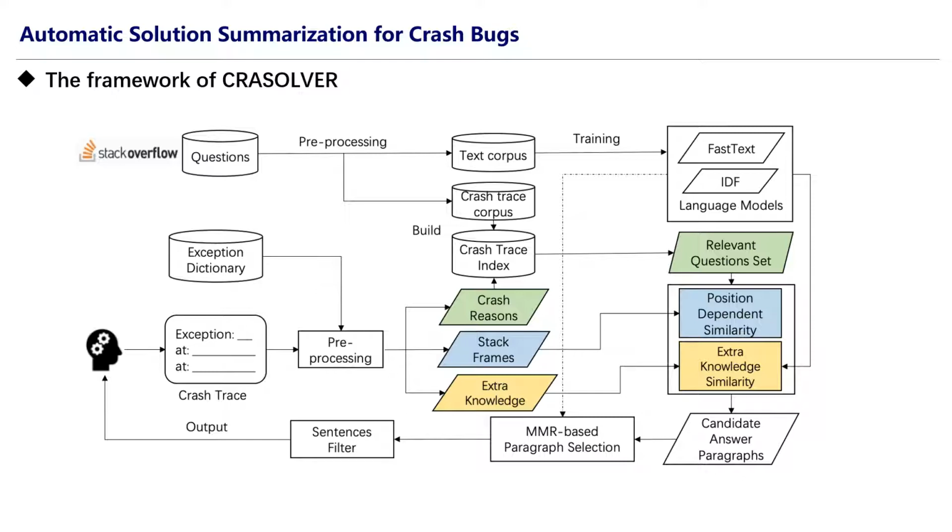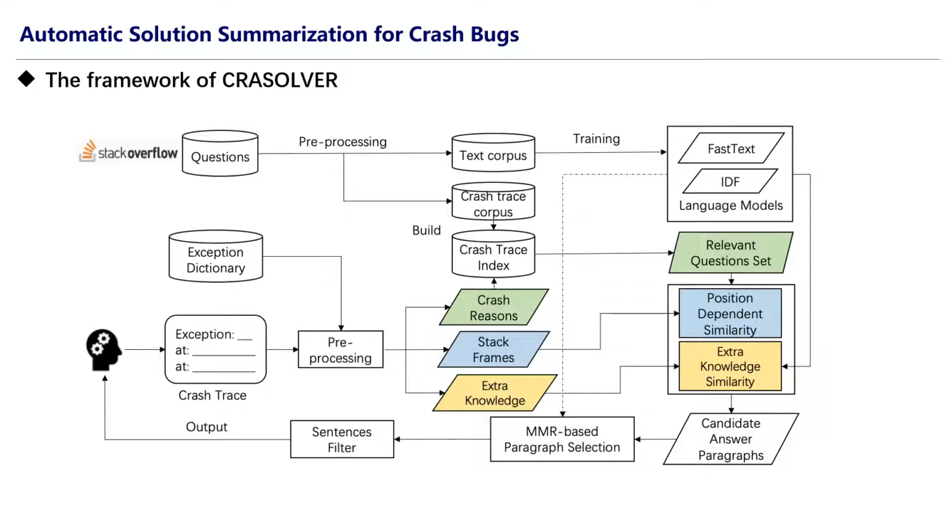The first one is the crash trace index. CraSolver utilizes this index to initially filter out the relevant question set. The second one is the exception dictionary. It is used to determine the concept of what the crash trace is about. Then, the language model. It is used to measure the similarity between a Stack Overflow post and an exception description from official documentation. The second stage is the relevant question retrieval.